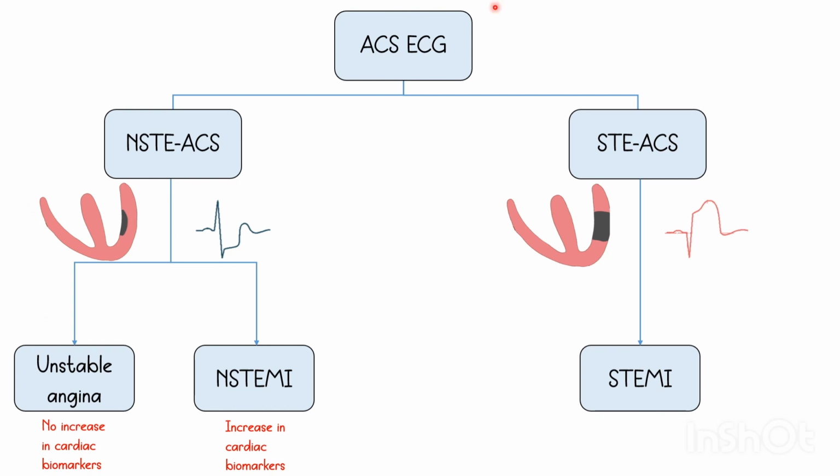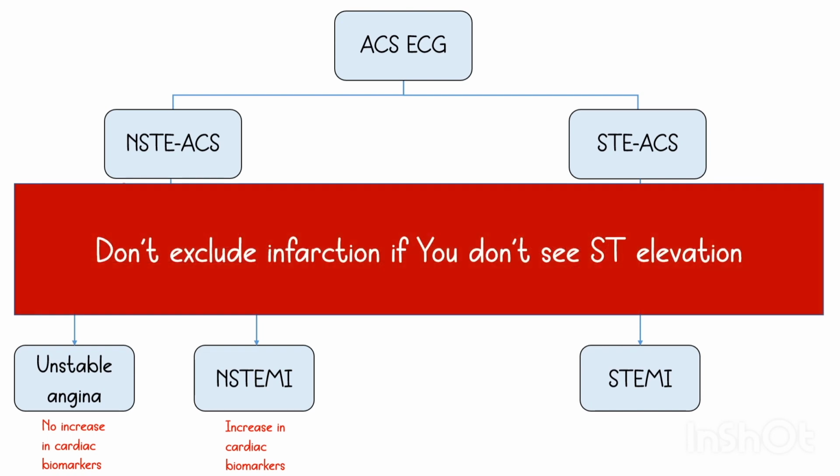The other case is when we have ST elevation. This occurs when we have a total occlusion of the blood vessel. So this will cause an extensive ischemia, which is affecting the whole thickness of the wall. This is called transmural infarction. And these types of infarctions will usually cause ST elevation on an ECG. So remember, we have two types of myocardial infarctions, one with elevation and one without elevation. So please, don't exclude infarctions if you don't see ST elevation.